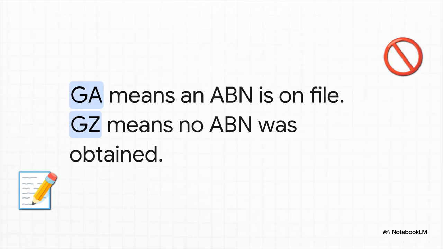And here is another huge exam pitfall. Please do not mix up GA and GZ. GA means the ABN exists, which protects the provider. GZ means there's no ABN. In the real world, a single GZ modifier mistake means the provider takes the financial hit, which can literally cost a hospital thousands of dollars.